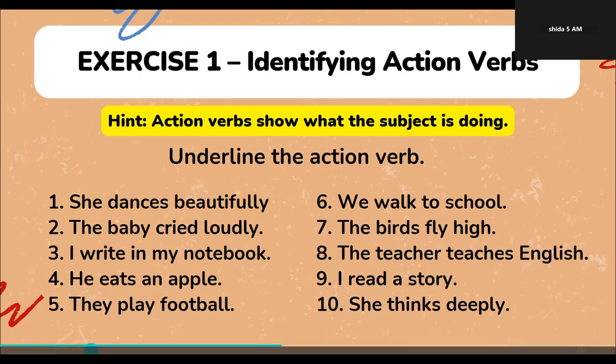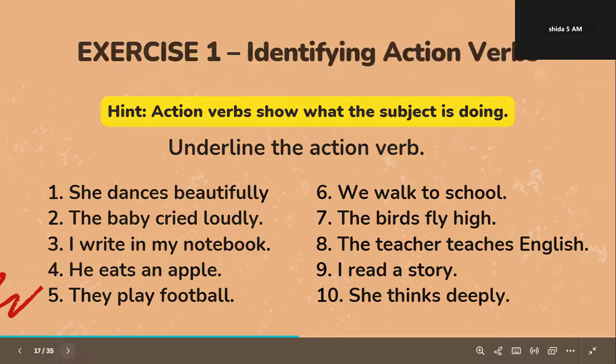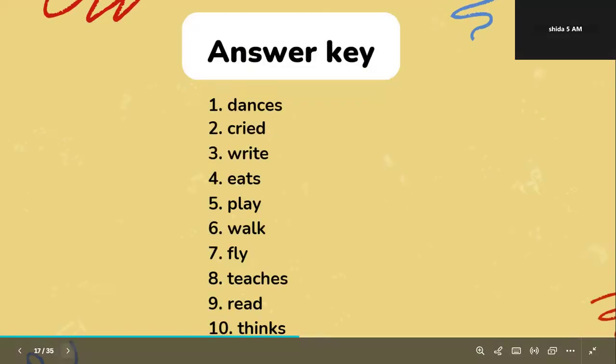Okay, let's go with the next exercise. Before that, let's check the answer key. Yeah, the first answer is dances, then cried. So, finish all the rest of the exercises by yourself. Only after you finish, you can check on the answer key. Okay?